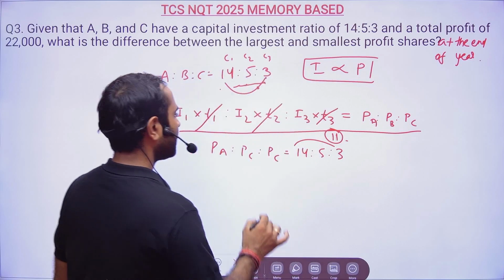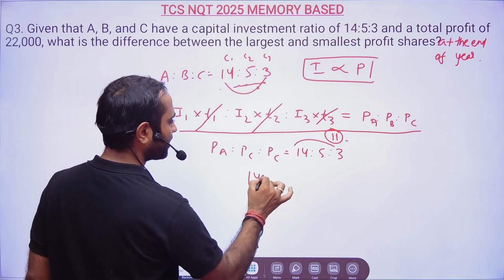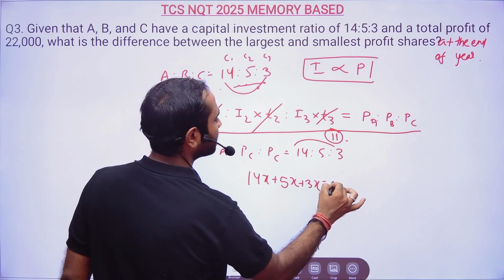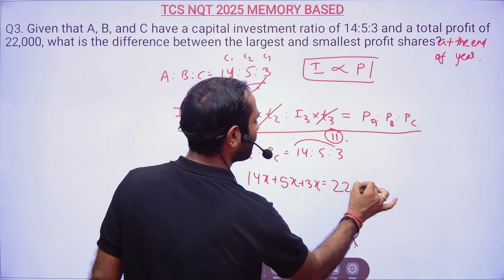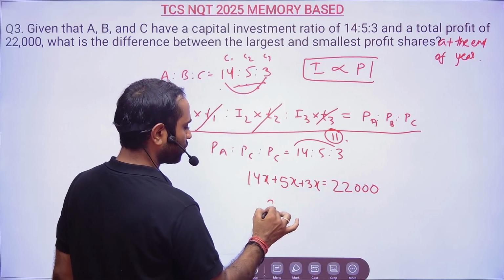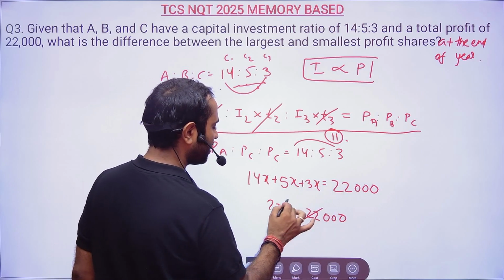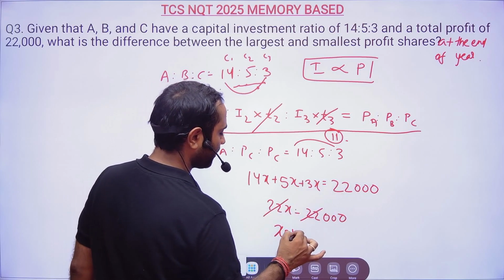Okay, anyway, now 14x plus 5x plus 3x, because this is given in terms of ratio, is nothing but 22,000. So total profit is 22,000. So 22x will be nothing but 22,000, so this is cancelled, x will be equal to 1000. The value of x is 1000.